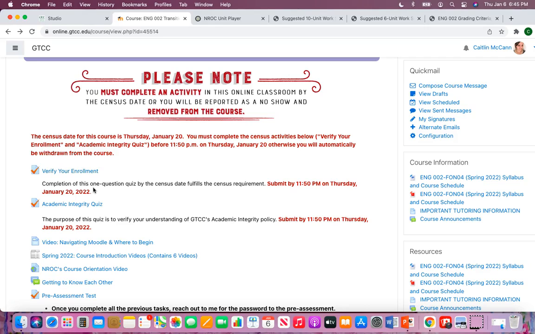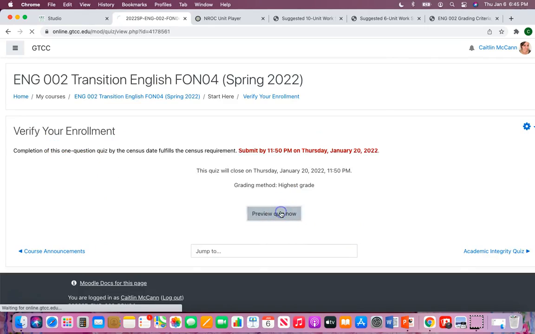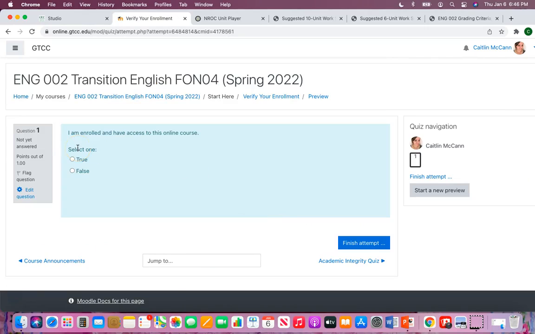I will email people every single day or close to every single day until you complete a census activity. So if you're getting those emails and you think you completed a census activity, but you're still getting those emails, you need to tell me, because something didn't go through, if that's the case. All right. And they're quick little things, you just click on the link and you answer the question. I am enrolled and have access to this online course. True.